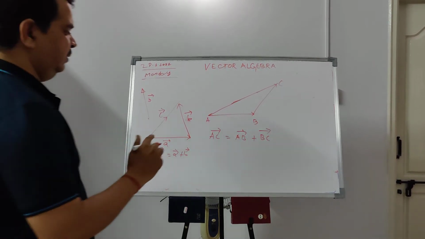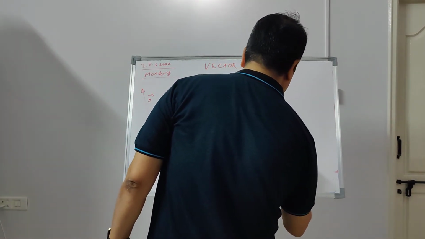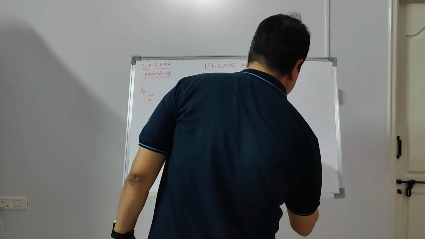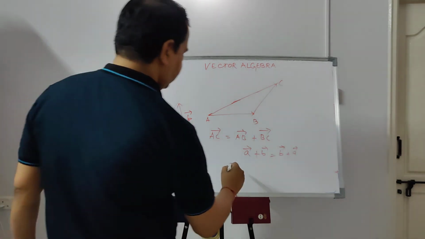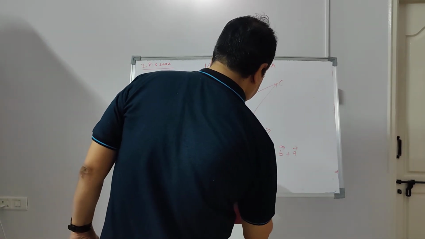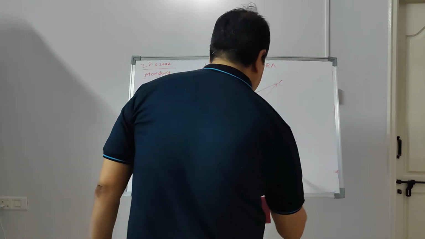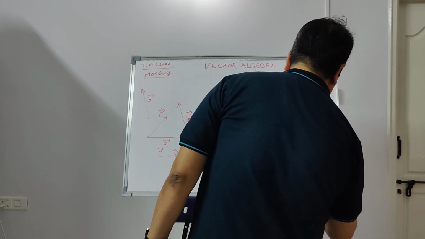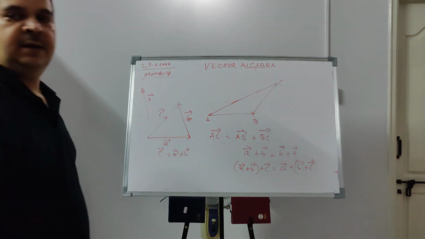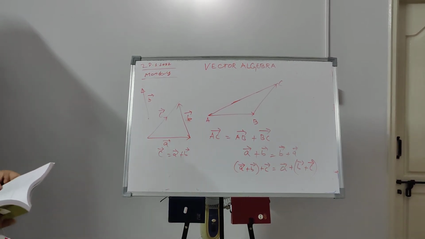So commutative means what? A plus B is equal to B plus A, right? That is commutative, so vector addition is commutative in nature. Vector addition is also associative in nature. So (A plus B) plus C is equal to A plus (B plus C), right? This is called the associativity law of vector addition. Okay.